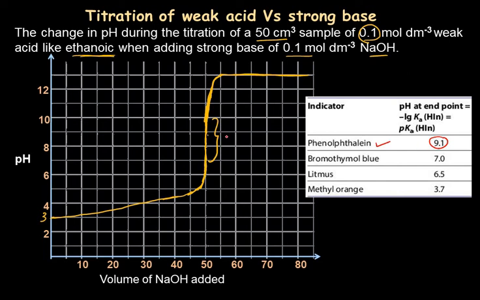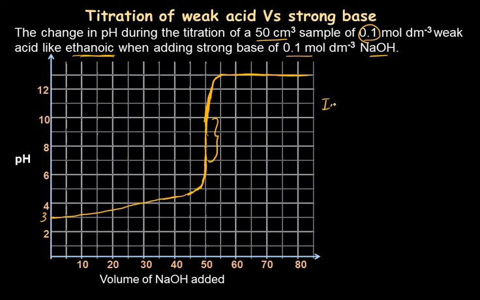So this way we can conclude that the suitable indicator for the range of 7 to 10 should be phenolphthalein, which shows the color change in this pH range of 7 to 10. For the color changes of the different indicators, you can go through our earlier video on indicators. So the suitable indicator for the titration of a weak acid and a strong base, with the pH curve as shown here, is phenolphthalein.